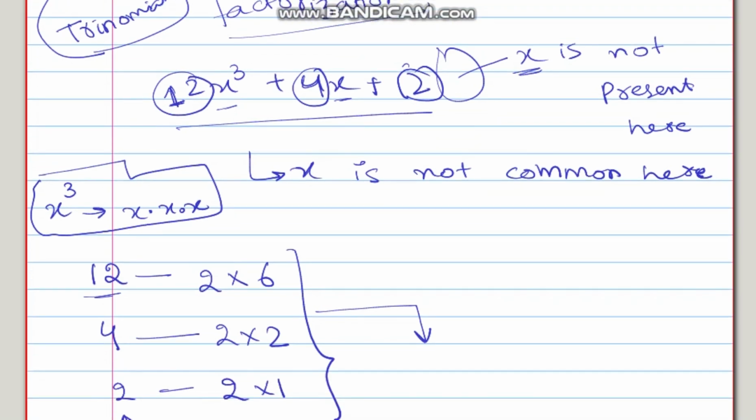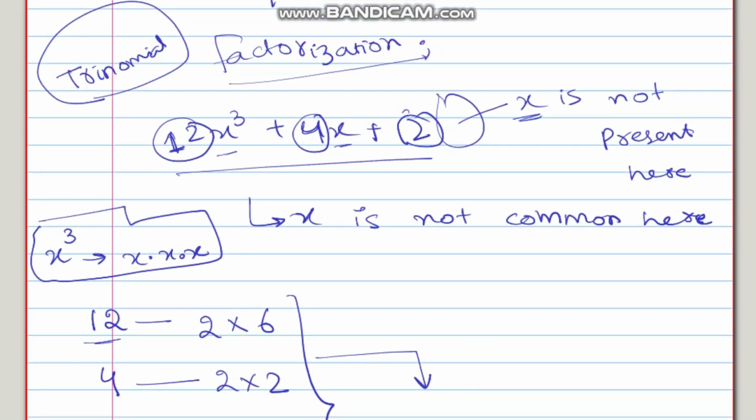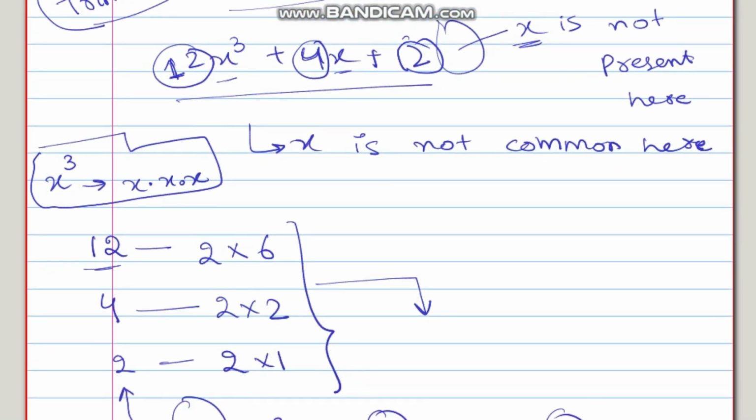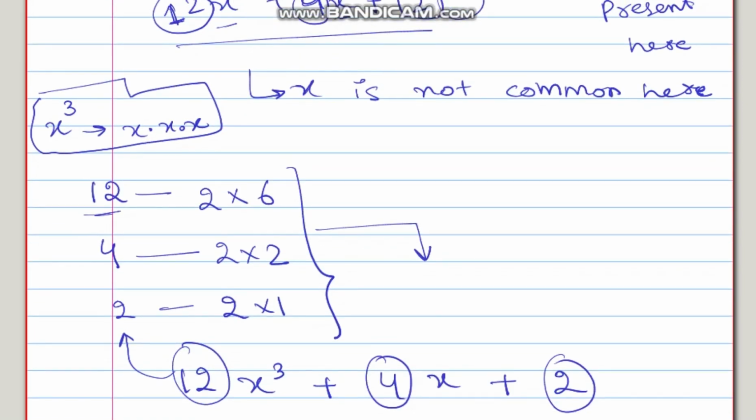We checked for the x. We analyze the x. What is x here? x is the variable, and we see that x is present here, x is present here, but x is not present here. So we cannot take the x common. So what should we do? We will just leave the x, and now we will analyze the other numbers.